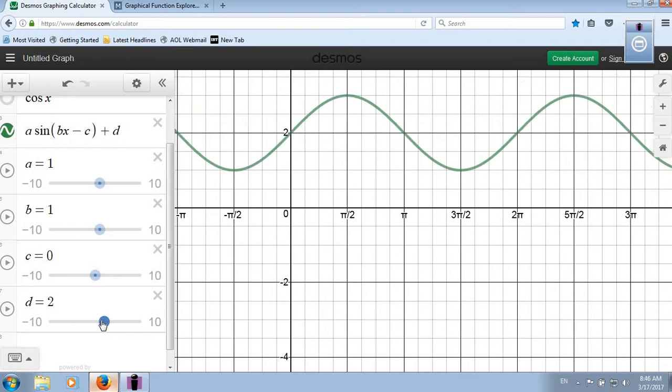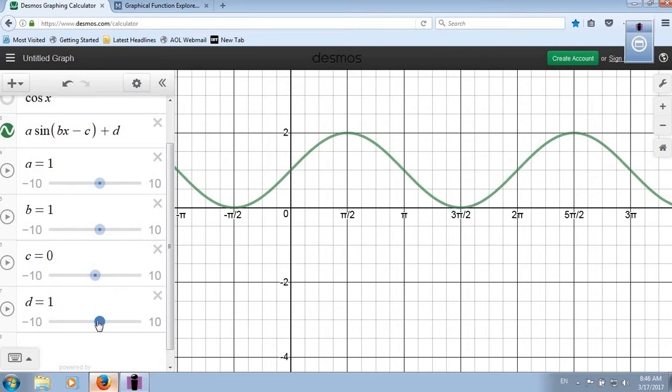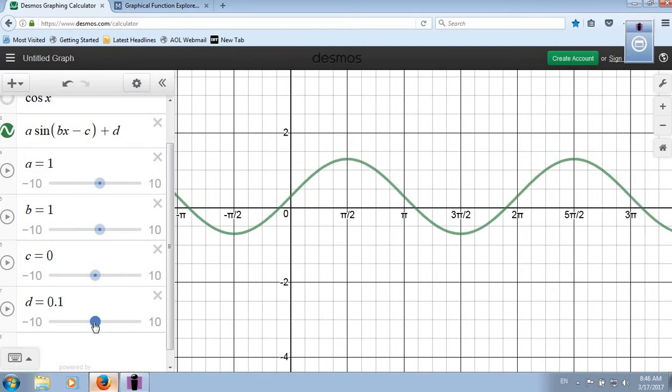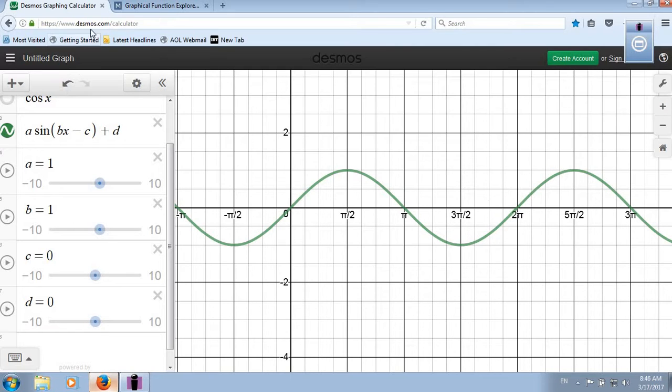Now this is something that you can actually do by coming to this website, setting up the graph, and playing with it. This is the decimals.com calculator. You can type in a sine (bx minus c) plus d, and then it will give you a slider. Just add all sliders, and then you will have a slider for all four variables, and then you can go ahead and slide them around to play with it.